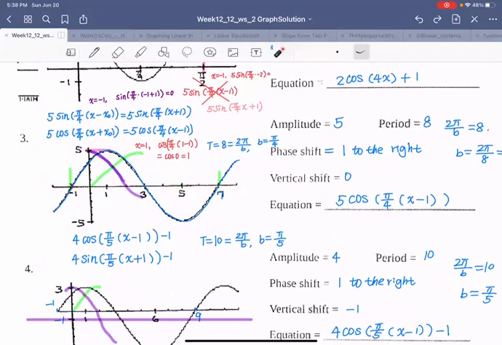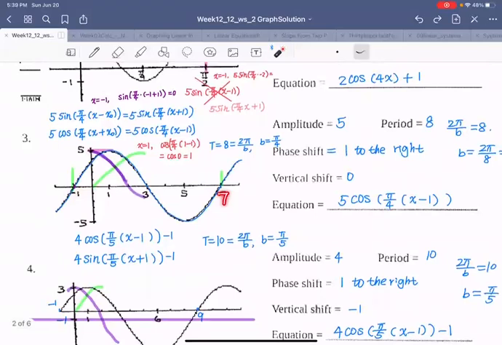Sorry, could you repeat that again? Can we figure out the b? How do we calculate the b? Okay, since it starts at -1 and the next time it connects is 7, it's a total of 8. So you would do 2 pi over b is equal to 8, which would give you pi over 4. Okay, b equals pi over 4.